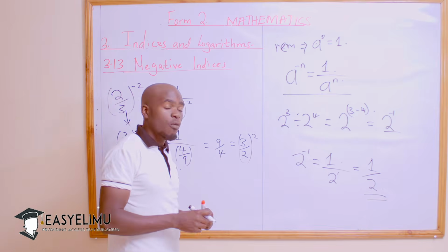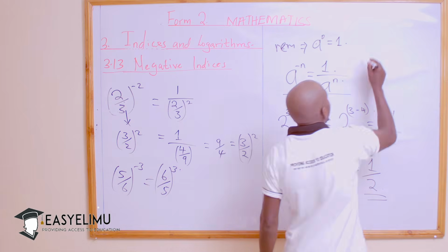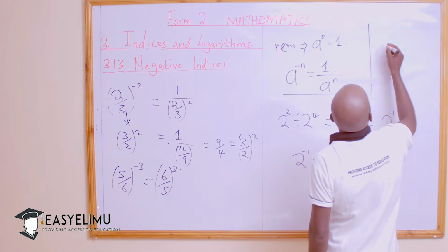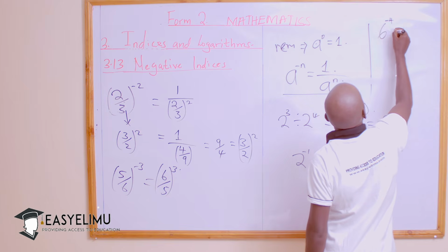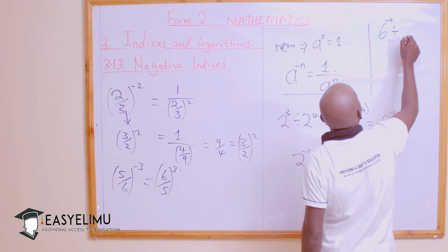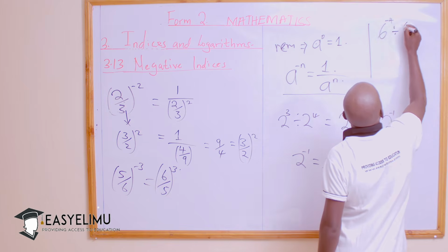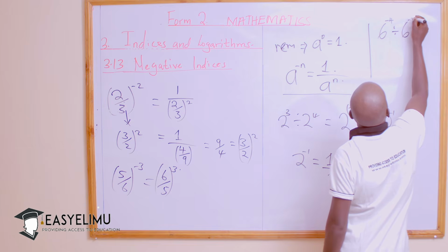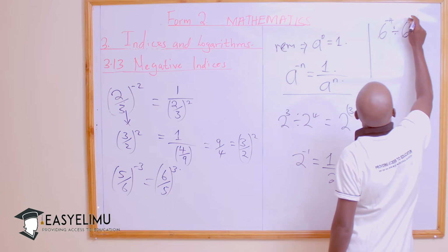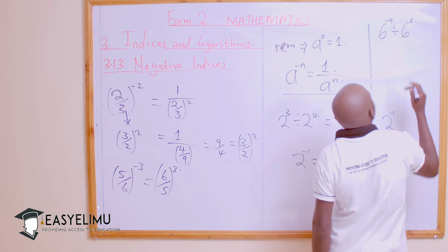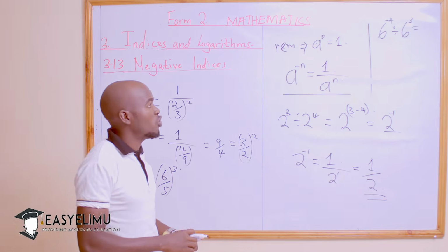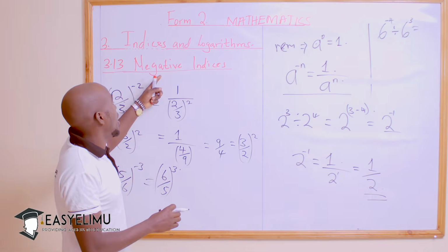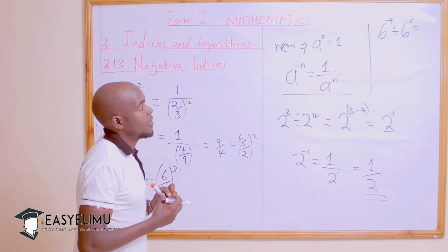But if it is not a fraction, then the laws should be followed correctly as we have been working it out. For your case, now work out and see if you can find the value if you have been given 6 raised to negative 4 divided by 6 raised to positive 3. Work out the value of that and see what you will find, bearing in mind the negative indices.